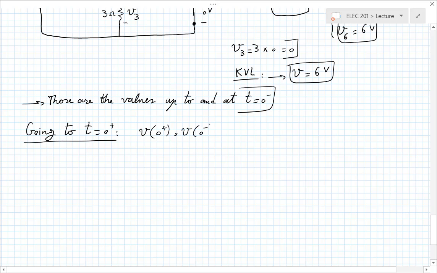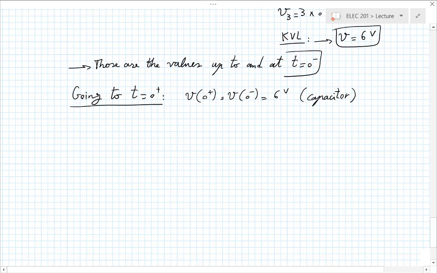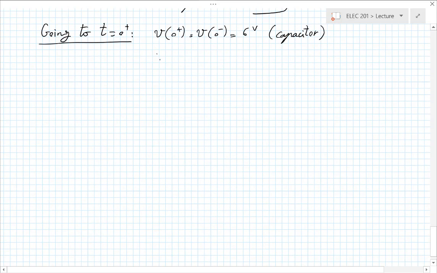Because it's a capacitor, which does not like a sudden change in voltage. On the other hand, for the inductor, what is it that carries over? It's the current. It doesn't like a sudden change in the current. Now, the current, I, was 1 amp. So because of the inductor, I of 0 plus is I of 0 minus, and is 1 amp.